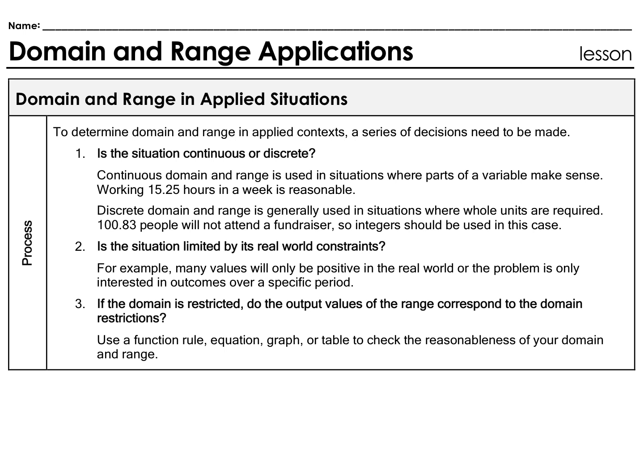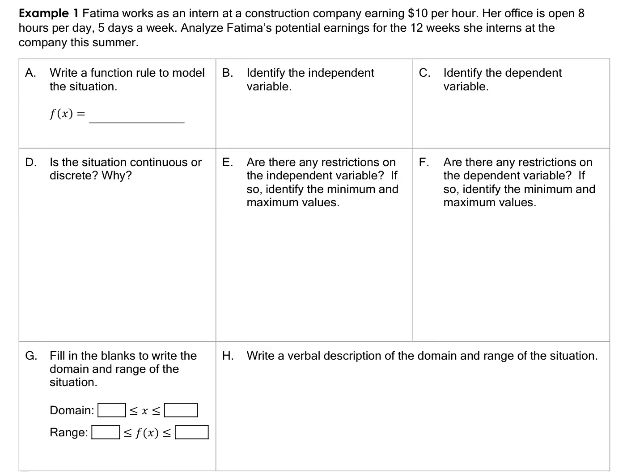Then decide, is the situation limited by its real-world constraints? For example, many values will only be positive in the real world, or the problem is only interested in outcomes over a specific period. Finally, if the domain is restricted, you need to decide, do the output values of the range correspond to the domain restrictions? So using a function rule, equation, graph, or table, you can check the reasonableness of your domain and range. Let's try some examples.